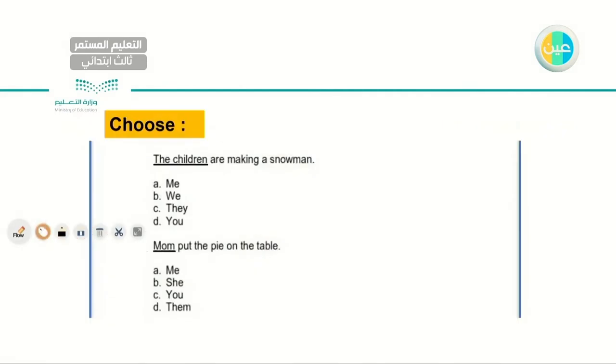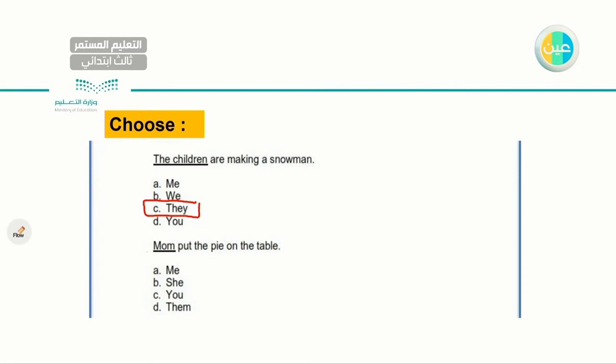For the next slide, I have this exercise. Let's try to do it together. The children are making a snowman. Now I try to make it a different exercise. Children, my dear student, what is the perfect pronoun that fits the word children? Children, as we learned, is a plural. So, me, we, they, or you. What do you think? The children, they. Excellent. Let's replace it with the word. They are making a snowman. The children or they have the same meaning.